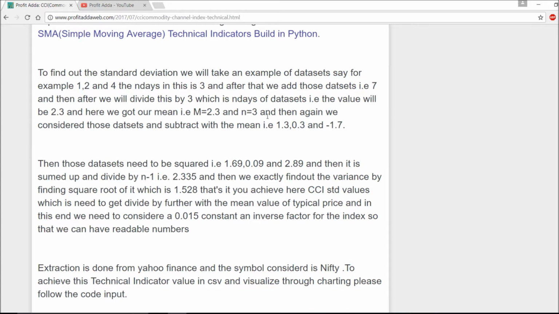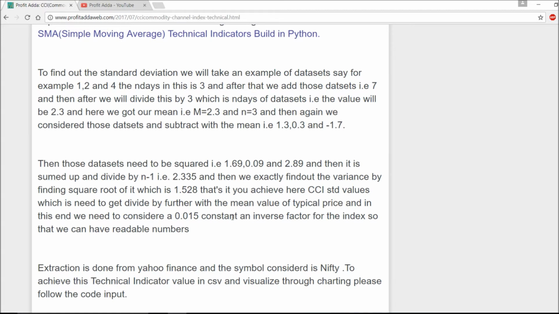N minus 1 is nothing but 3 minus 1, which is 2, and I sum this up and divide by 2, which gives 2.335. Then I find the standard deviation by taking the square root of 2.335, which is 1.528. Here I am getting the commodity channel index standard deviation values. After getting this, mainly I have to consider the plus 100 and minus 100 values, so I can read this value.